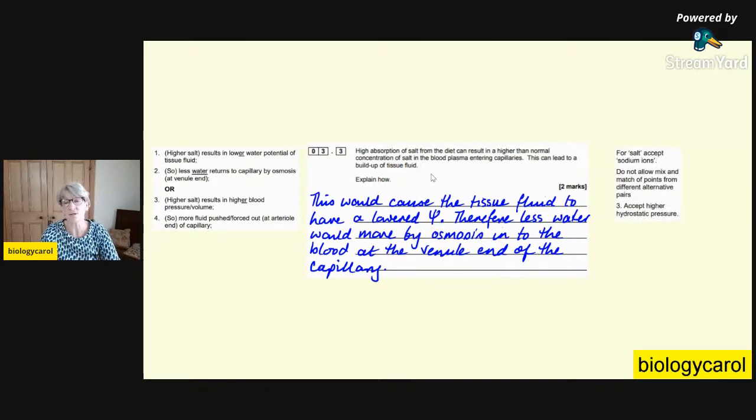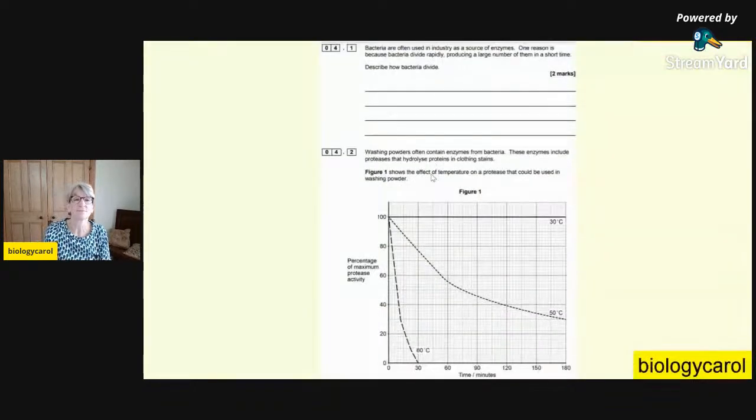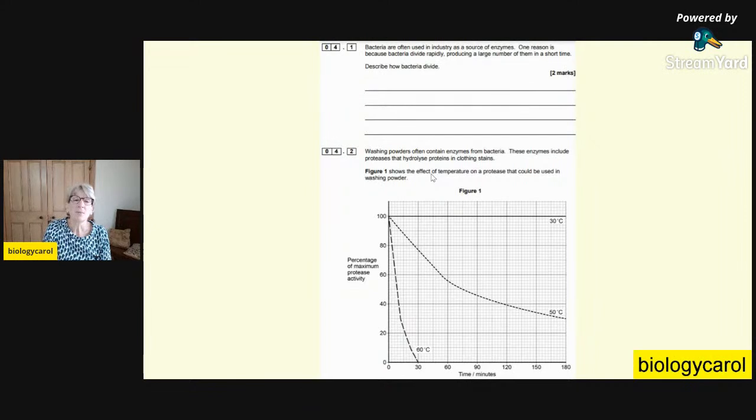Okay, here's the mark scheme and the examiner's notes, and here is where I got the marks. Okay, bacteria are often used as a source of enzymes. One reason is because bacteria divide brilliantly quickly, and therefore you basically have a natural increase in the amount of enzymes. Describe how bacteria divide.